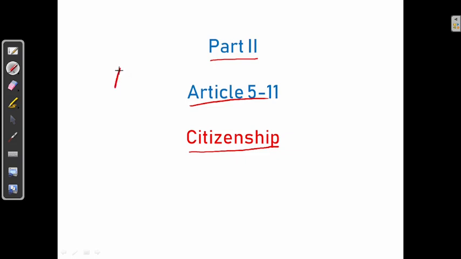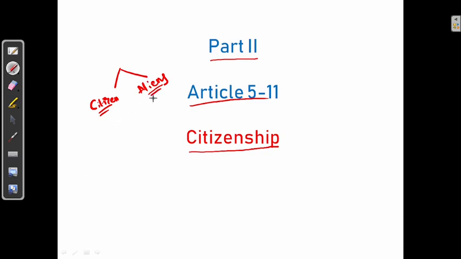First let us understand one thing. India has two kinds of people. One is citizens and the other is aliens. Citizens are full members of the Indian state and they enjoy all civil and political rights, whereas aliens are the citizens of some other state, so they don't enjoy all civil and political rights of India.